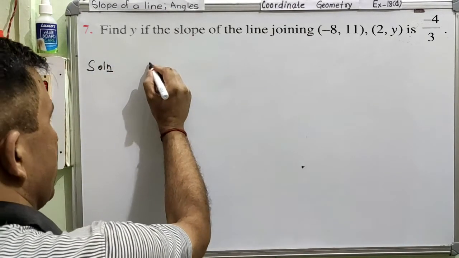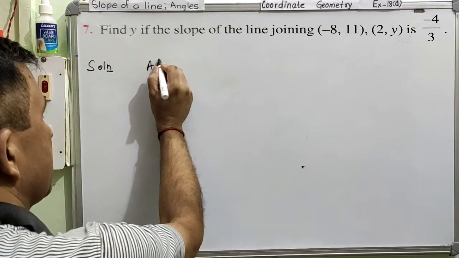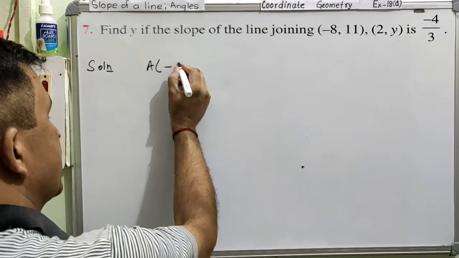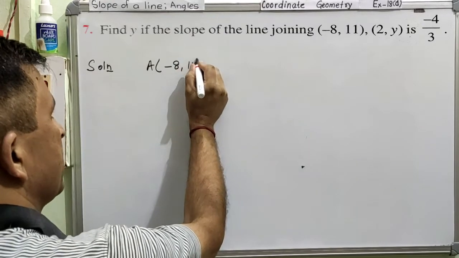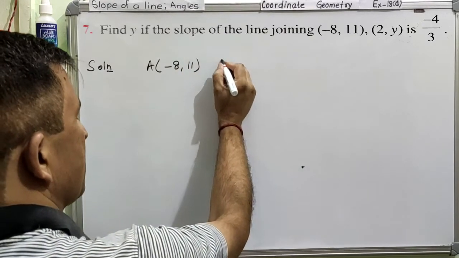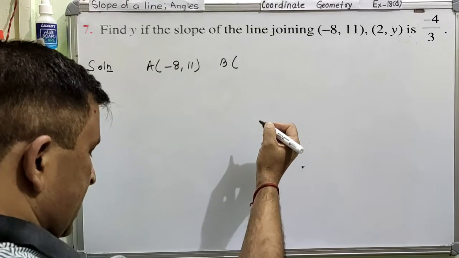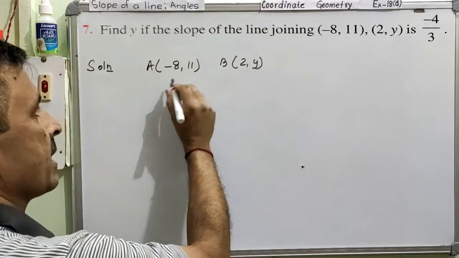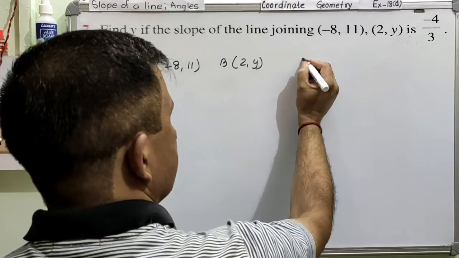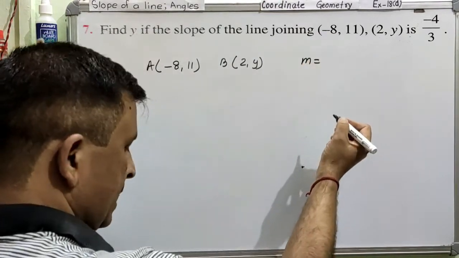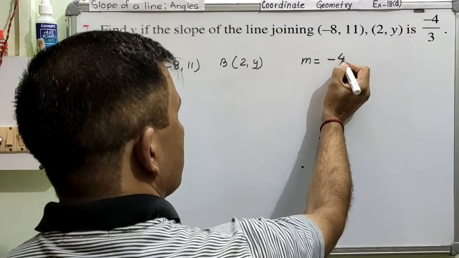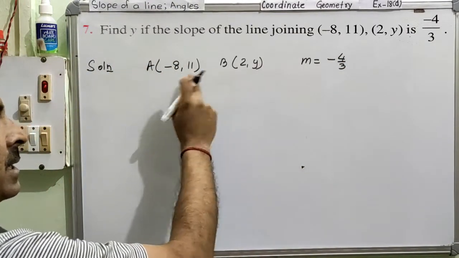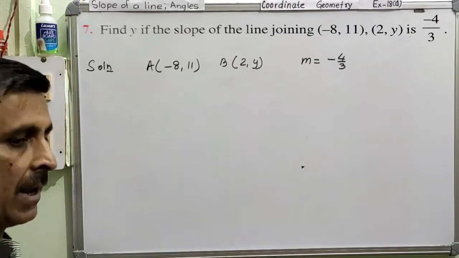The first coordinate we have, we will name it as A, and the coordinate of the first point is negative 8 and 11. Another point is B, whose coordinate is given as 2 and y. Clear? And the slope of the line joining these is given as minus 4 over 3. We have to find the value of y.